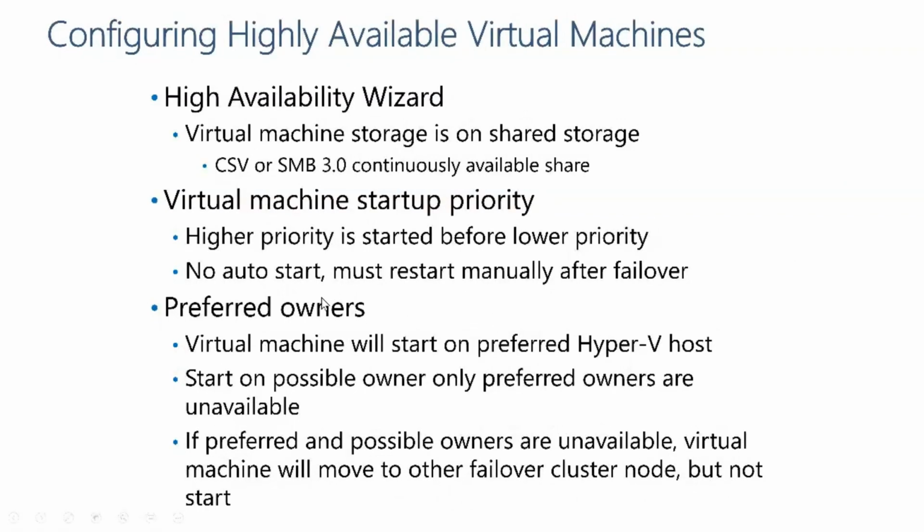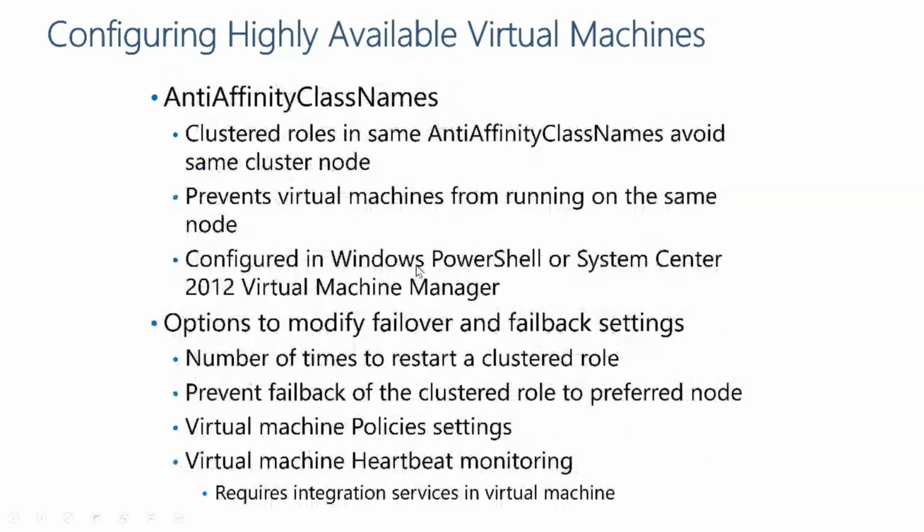So there might be reasons why you have this preferred owners, because this preferred owner might be linked to a specific function. Let's say it's a high CPU intensive activity that's going on in these virtual machines. So you might want them to be started on this specific Hyper-V because that's got more CPU resources. So we have this preferred owners. We also have possible owners, which means that these are secondary virtual hosts that you might be able to use. So there's also anti-affinity.